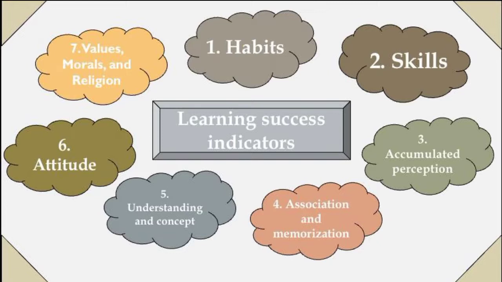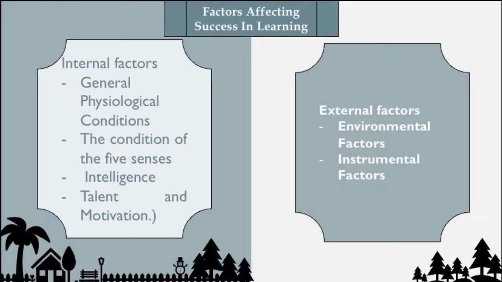Based on the description above, the indicators of students' learning success can be seen from the ability of students to absorb the teaching materials that have been taught and from the actions or behaviors outlined in the learning objectives that have been achieved by students both individually and in groups. So the next material is about factors affecting success in learning.